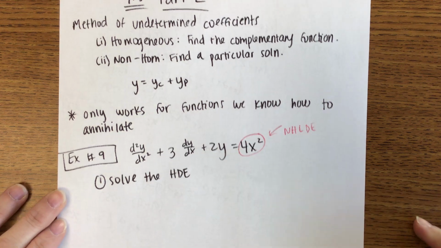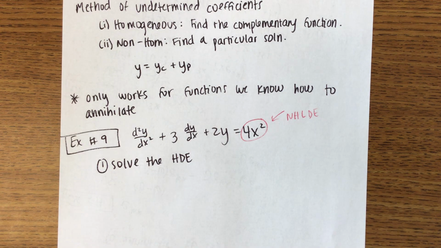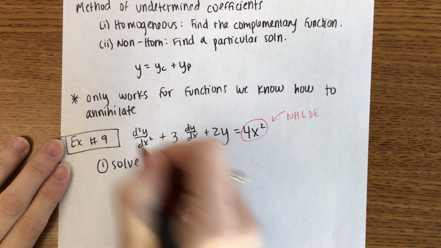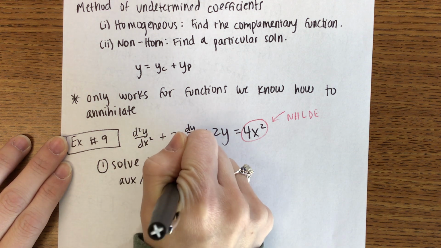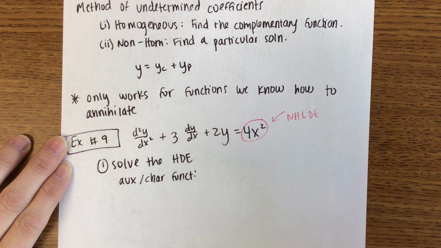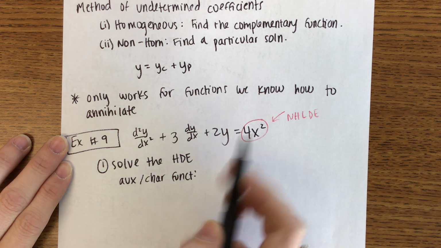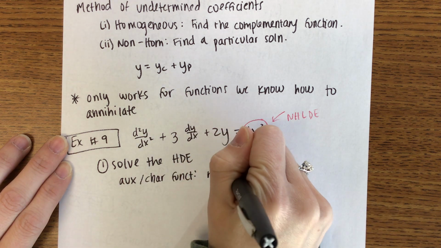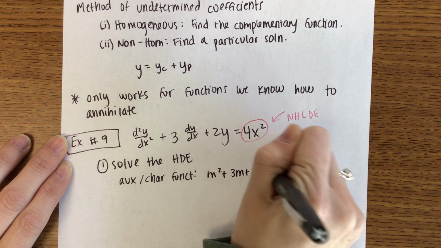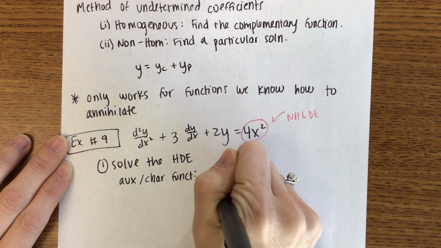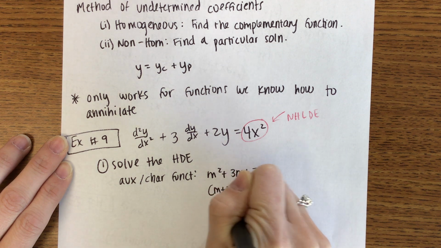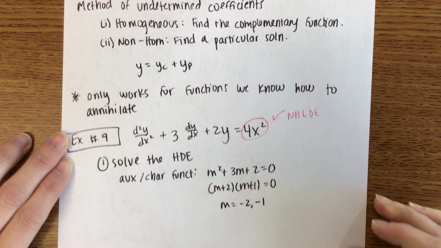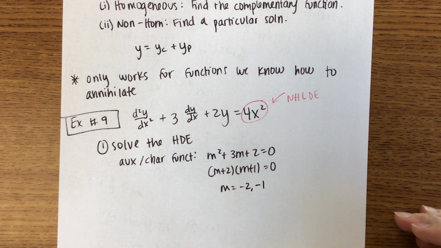Okay, I'm back. First step, solve the homogeneous differential equation, which is what you should have done. So you look at the auxiliary or the characteristic function. So this is m squared plus 3m plus 2 equals 0. Factor, we get m plus 2, m plus 1 equals 0, m equals -2 and -1. You guys agree so far?